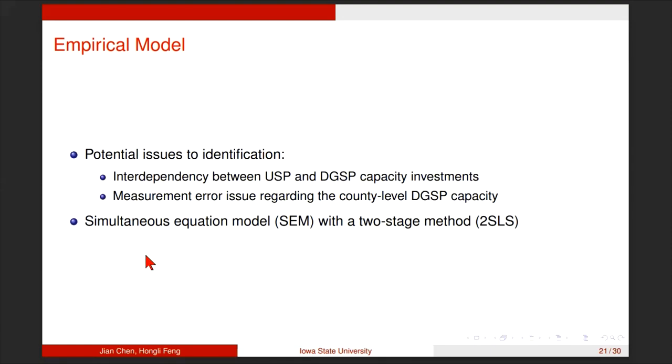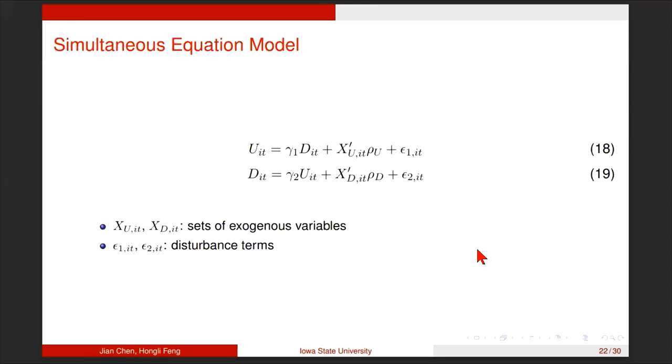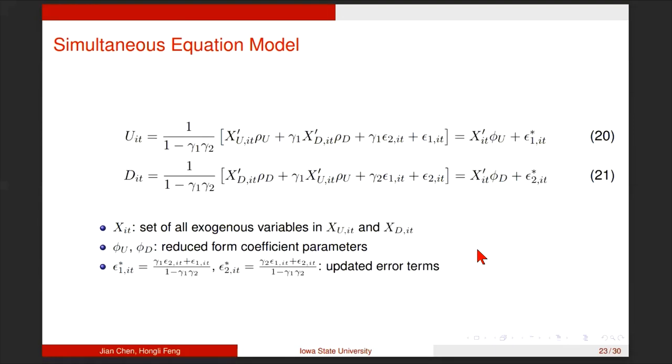To address the concern, we're going to use a simultaneous equation model with a two-stage method to address the endogeneity issue. Here are the two equations for both USB and DGSB, where XUIT and XDIT are sets of exogenous variables for USB and DGSB. Then we can rewrite the equations as follows, and write the reduced form with the reduced form coefficient parameters and updated error terms.